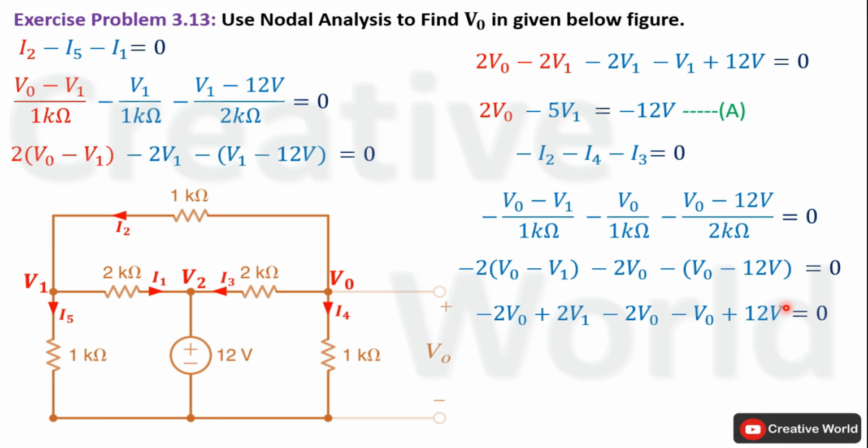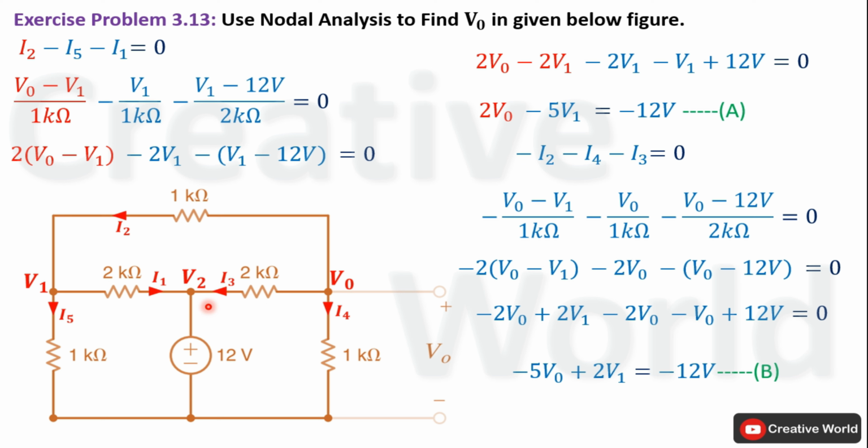Place this 12 volt on the other hand side of equal and add values having V0 variable together. The equation will become minus 5V0 plus 2V1 equal to minus 12 volt. We will leave this equation for now and label it as equation B. It is the second node voltage equation of this network.